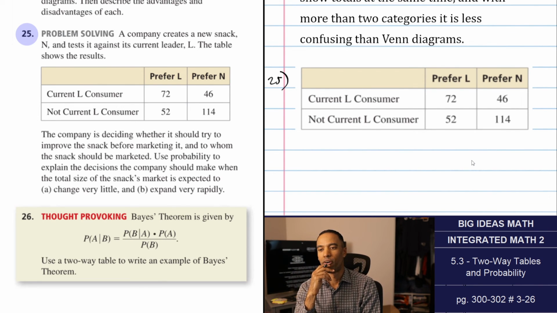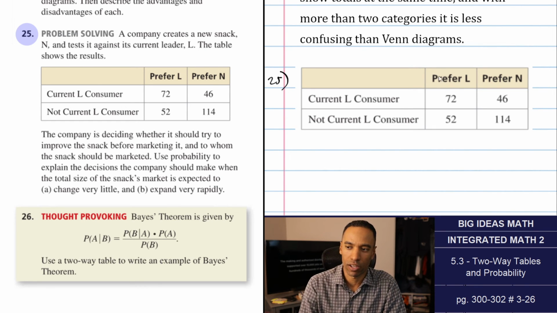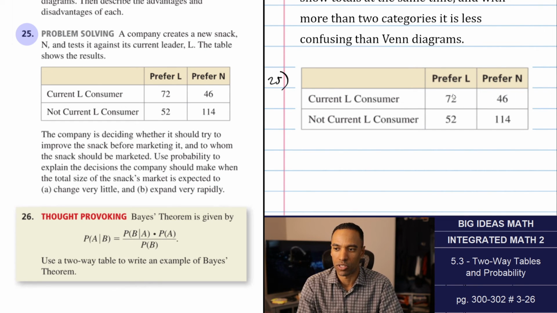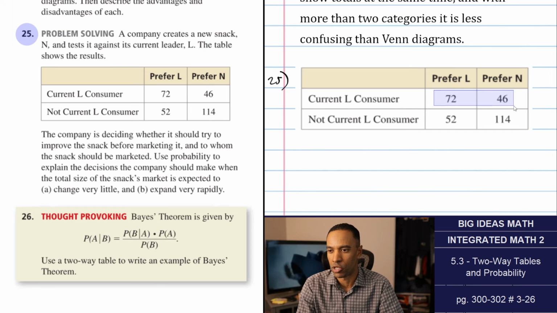Given that you prefer L, explain the decisions the company should make when the total size of the snacks market is expected to change very little. When it's expected to change very little, and I'm going to do probabilities last because I want to talk about which probabilities I'm going to use.